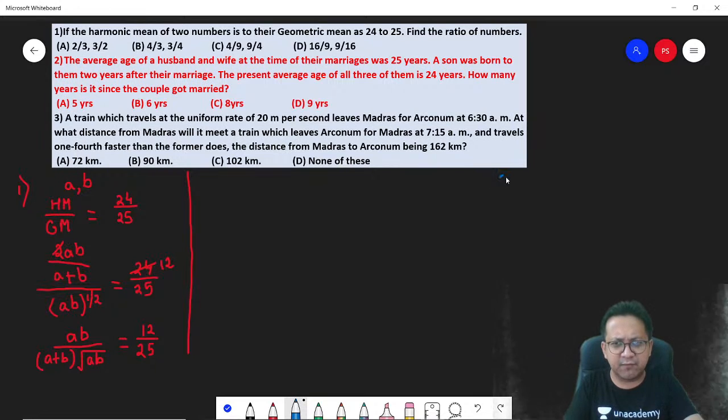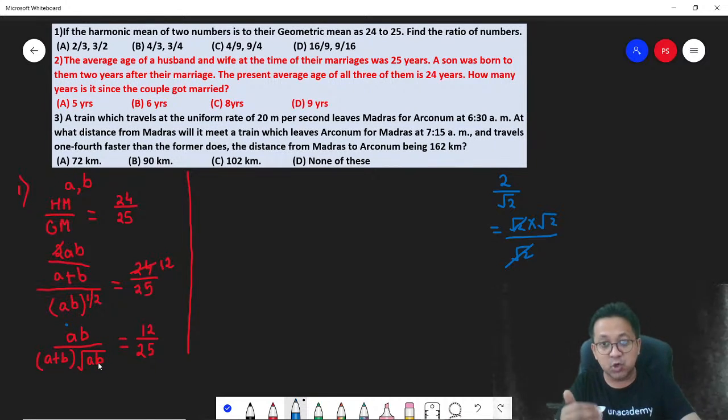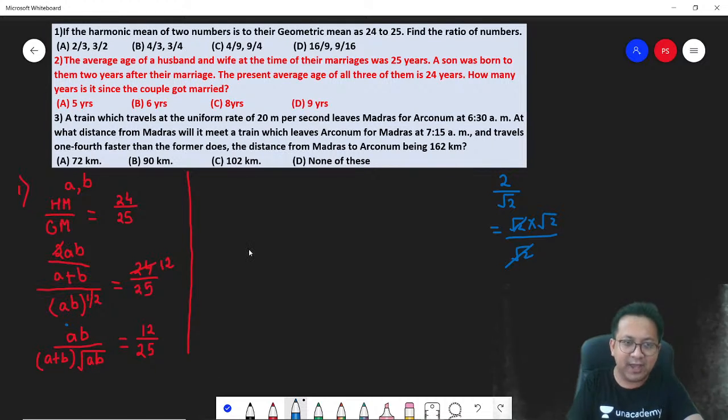As an example, let's say you have 2 divided by root 2. 2 can be thought of as root 2 into root 2 divided by root 2. So can I say 2 divided by root 2 will be root 2. Similarly, AB can be thought of as root AB into root AB. AB that you see in the numerator can be thought of as root AB into root AB. So one of them will cancel out with the denominator.